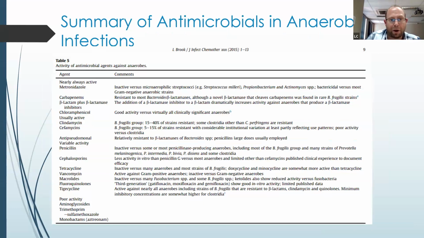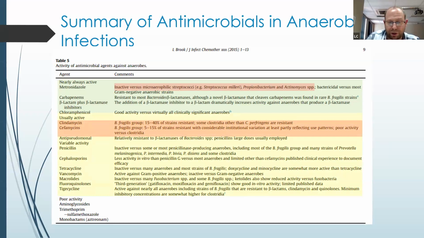So in summary, for antimicrobials in anaerobic infections, the ones that are nearly always active: metronidazole, okay? However, it's inactive against Strep milleri, again, that's more your facultative anaerobes, Propionibacterium and Actinomyces, important to keep in mind. Clindamycin is usually active, again. However, as mentioned, your Bacteroides group and certain Clostridial species are resistant, and there's growing resistance in your gram-positive anaerobic cocci. And your cefamycins, which we don't really use much, but again, a degree of up to 15% resistance in that group.